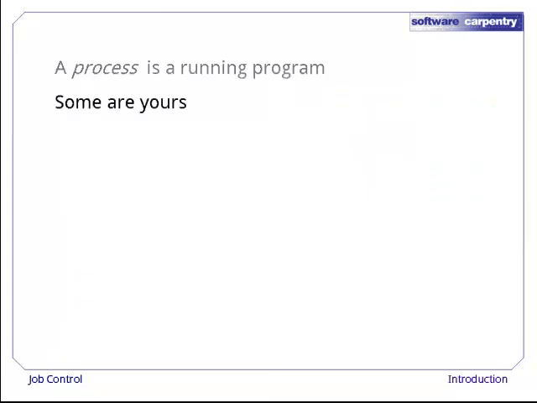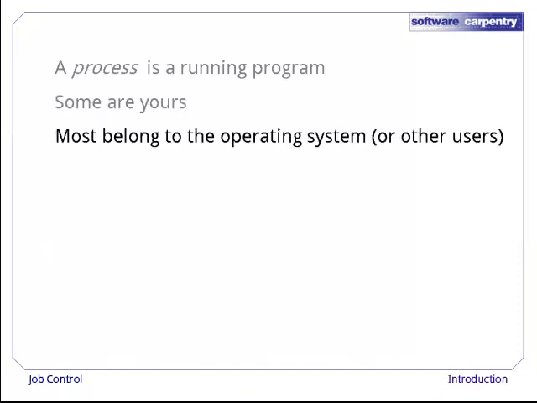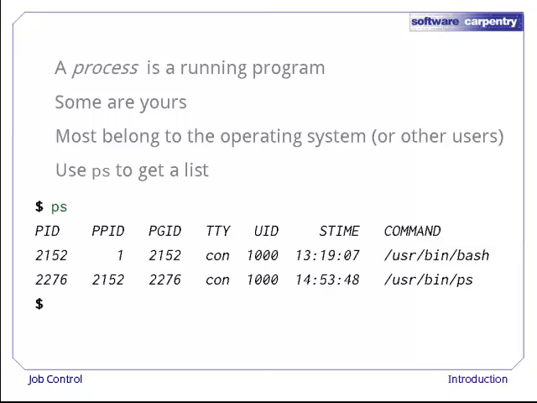Some of the processes on your computer are yours. They're running programs you explicitly asked for, like your web browser. Many others belong to the operating system that manages your computer for you, or, if you're on a shared machine, to other users. You can use the ps command to list them, just as you use ls to list files and directories. Here's some typical ps output.